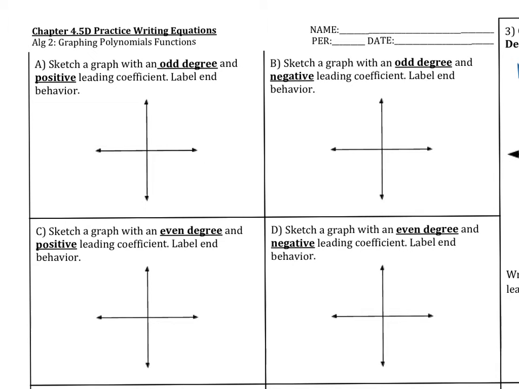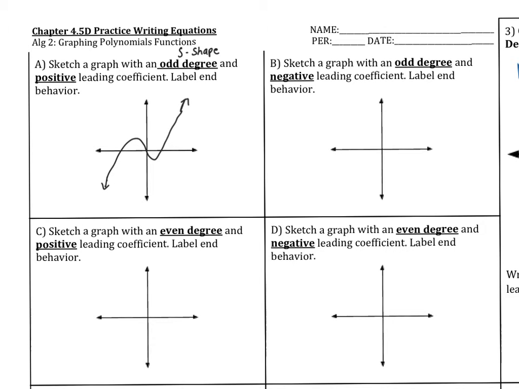4.5D Practice Writing Equations. Sketch a graph with an odd function, which means it's going to be an S-shaped graph, and positive leading coefficient. It means it's going to rise on the right side and fall on the left side. So it's something like this.